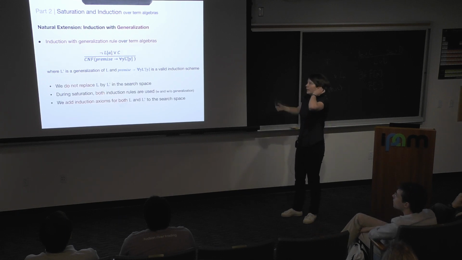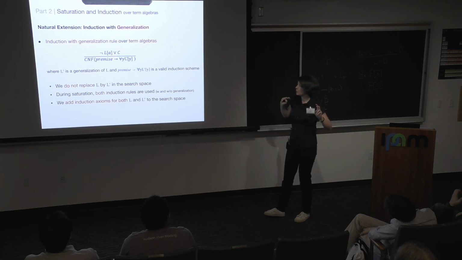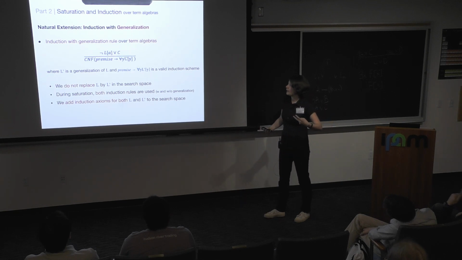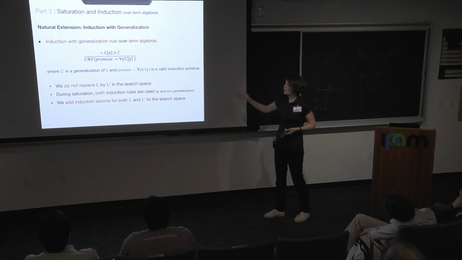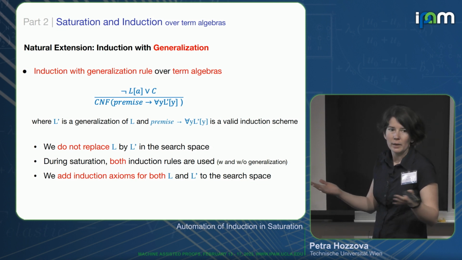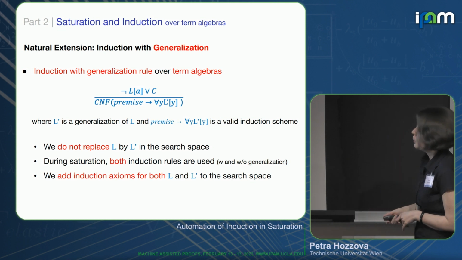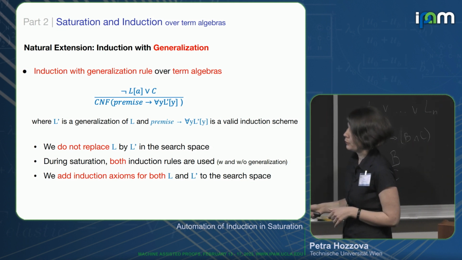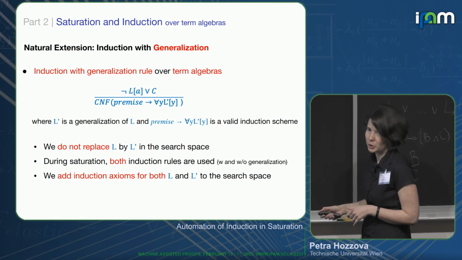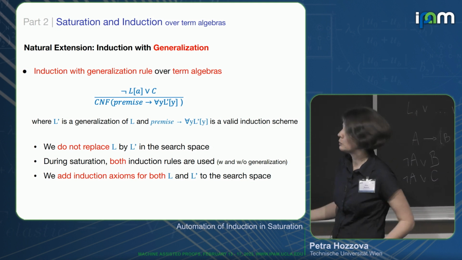And here the point is that we don't replace the goal that we're trying to prove by the generalized form. Neither are we adding only the generalized version of the axiom to the search space, but we are leaving the prover a free hand in choosing how to apply the rules, and we're using both rules. So in the end, we add induction axioms for both the original formula and the generalized formula to the search space. And then again, we'll see where the prover takes it from there.